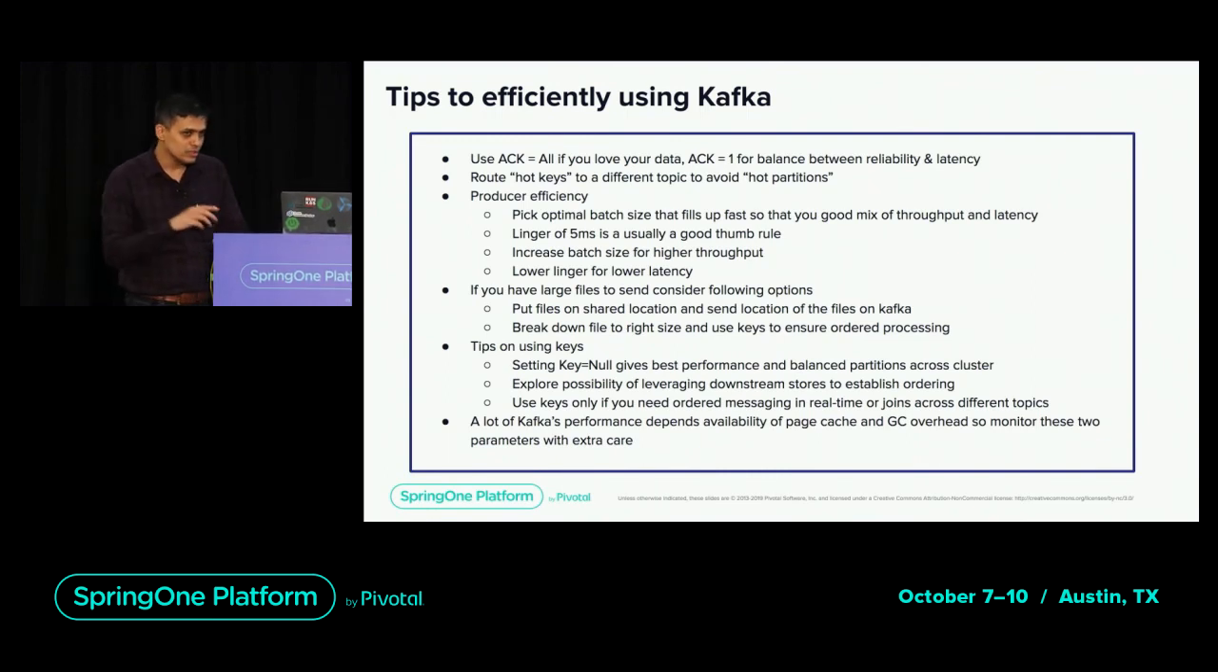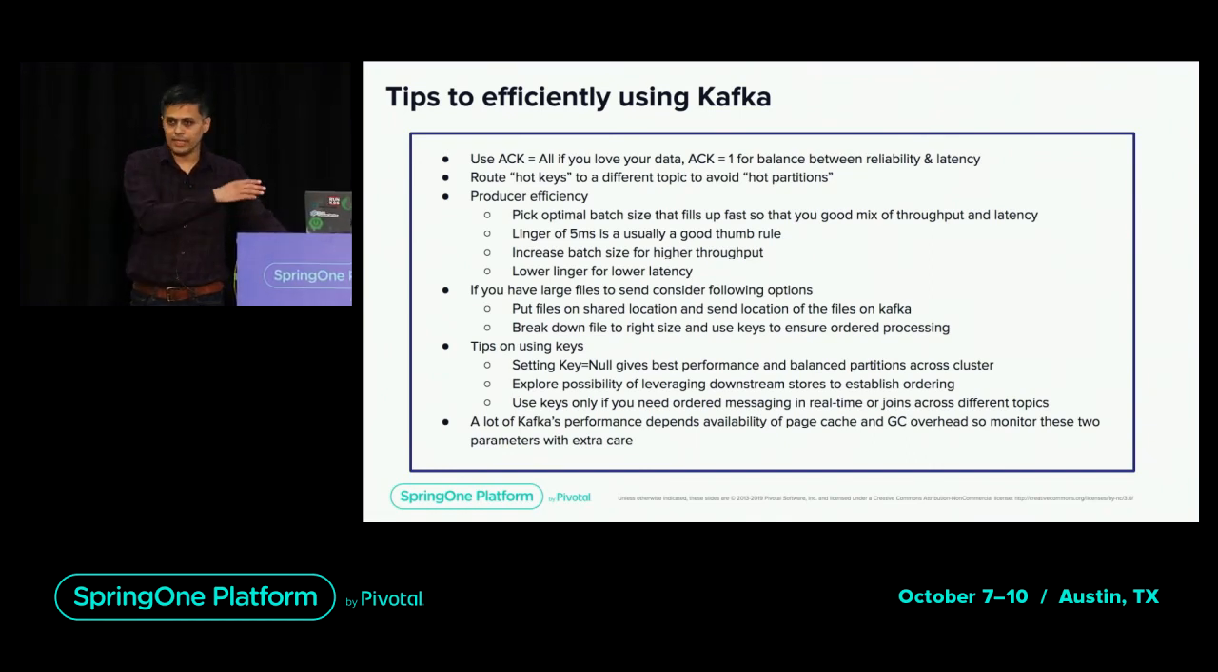Tips on using keys. If you're using a null key, that's the best way to ensure that Kafka will do round robin across multiple partitions that are there. If you have a null key, that means the data can be evenly distributed to all the partitions in the cluster. If you need stream processing, then you cannot use a null key. Stateful streaming transformation, ordering transformation, you cannot use a null key. You have to ensure that the data for the same key lands exactly in the same partition, because the ordering guarantee is only within a partition.